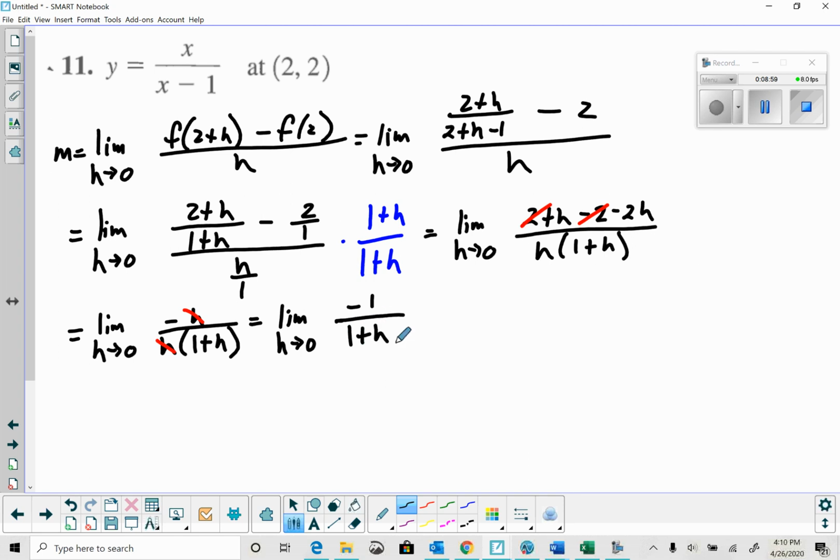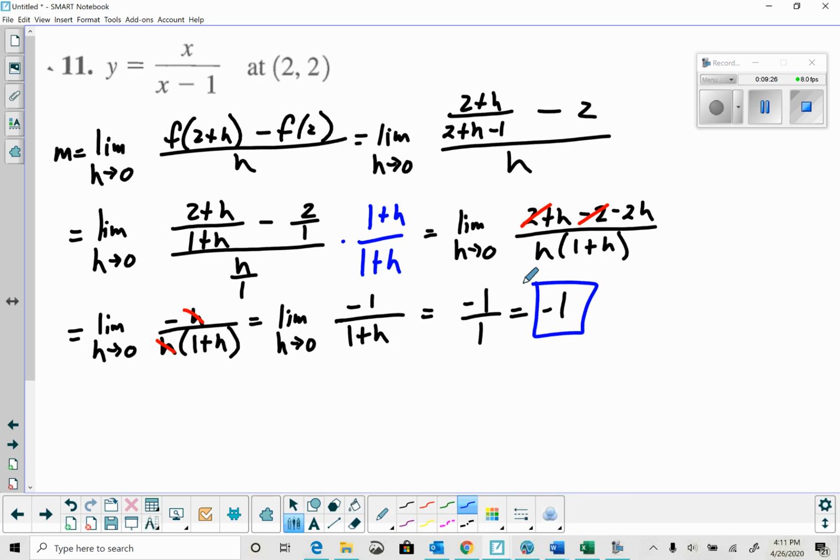And again, at this point, I no longer have the risk of 0 as my denominator. I've reduced that, canceled those like factors. So now substituting 0 in place of h, this gives me negative 1 over 1. So that's the slope of the tangent line.